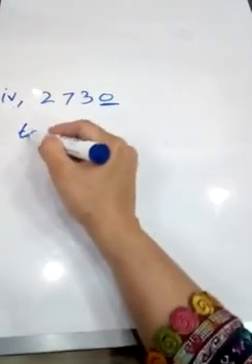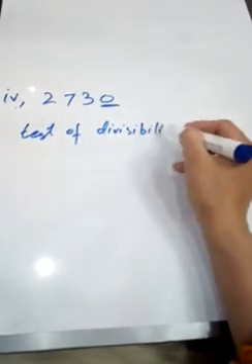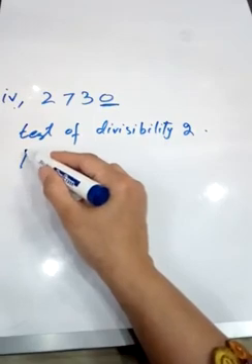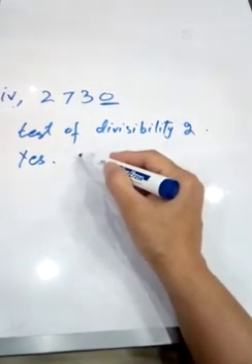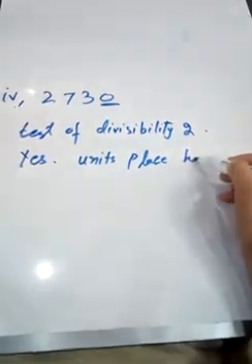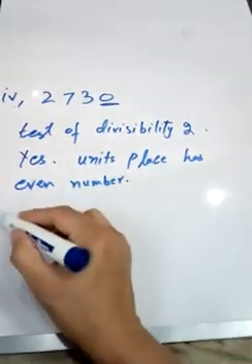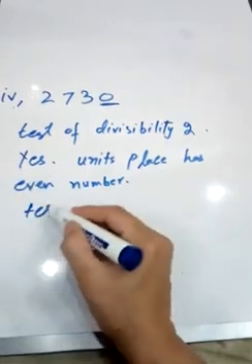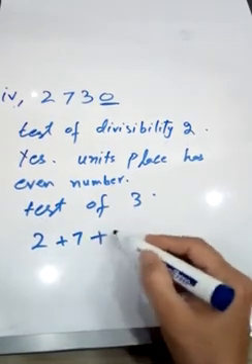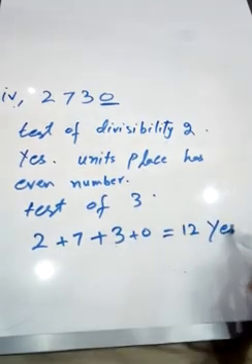You can write it like this as well. Test of divisibility of 2: yes, the unit place is an even number. Now the test of divisibility of 3. The test of 3 is to add the numbers: 2 plus 7 plus 3 plus 0 is equal to 12. So yes, it is divisible by 3.